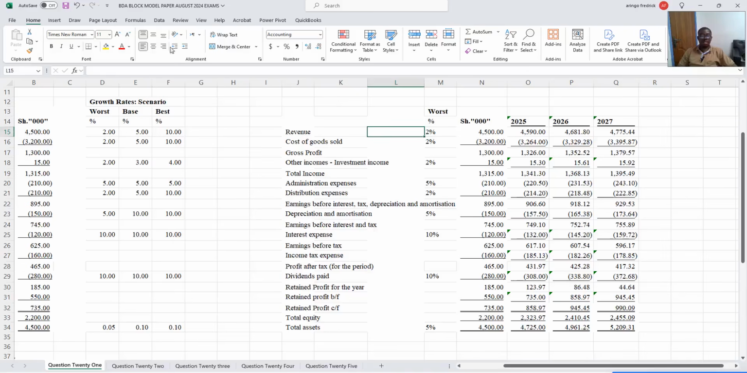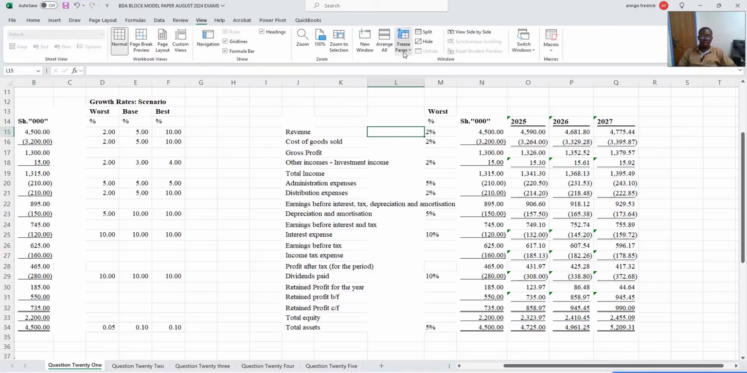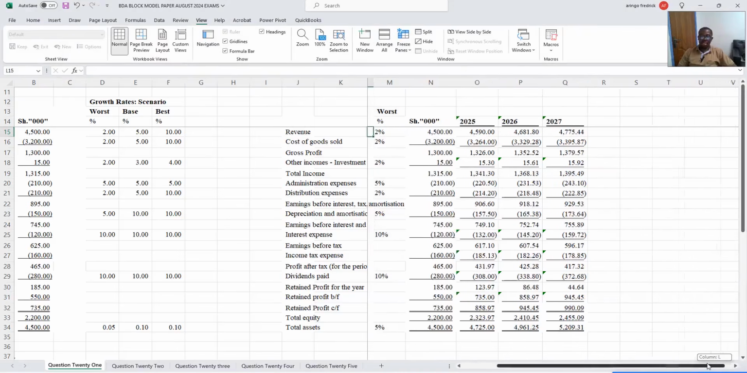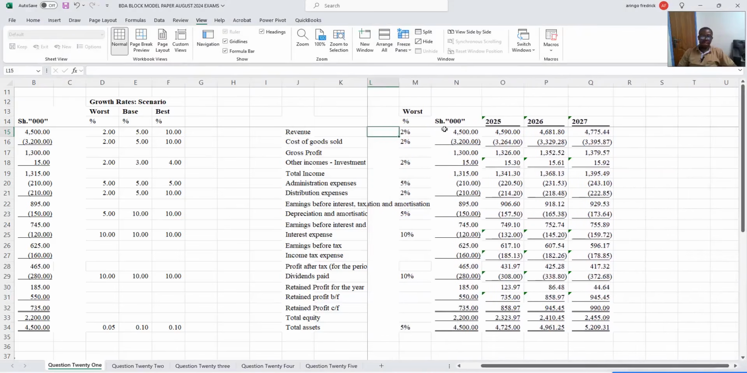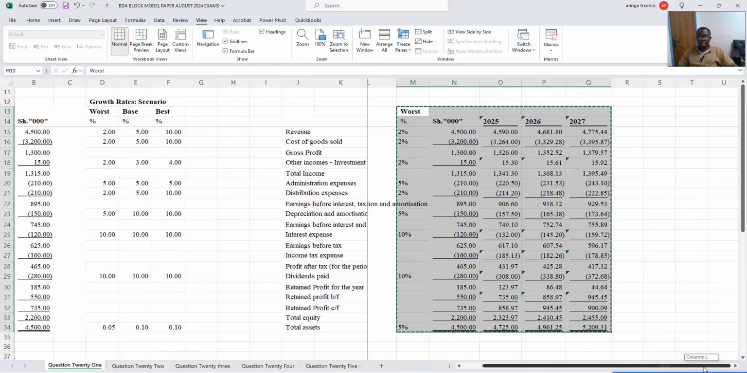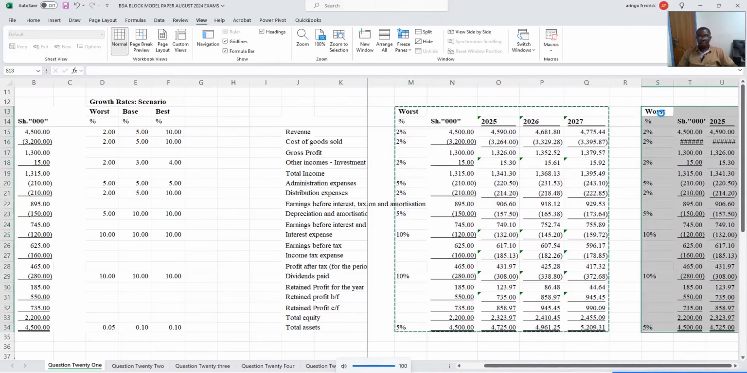So in this case, to make my work much easier, I'll just freeze my pane so that at least it will make our work easier while we are scrolling. So we are done with the worst case scenario. So I'll pick this, have it on this case, the same values. I'll be having it at this point.